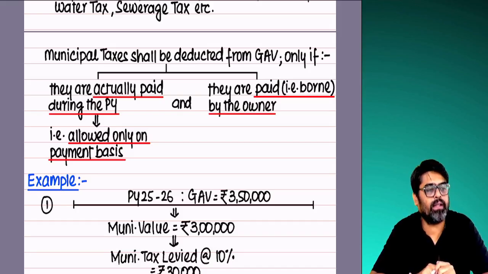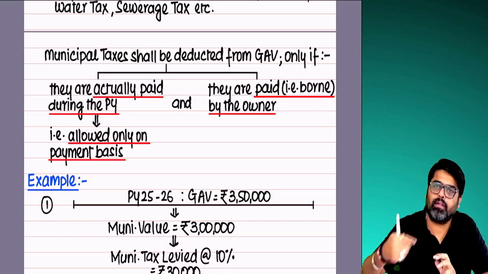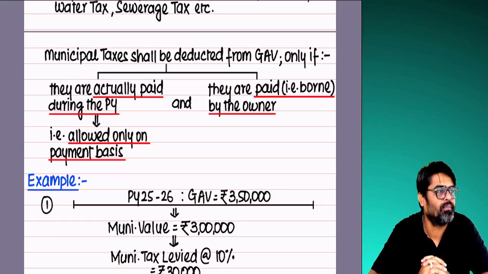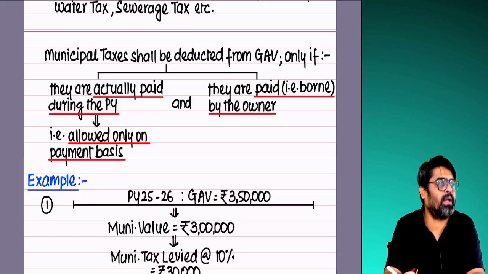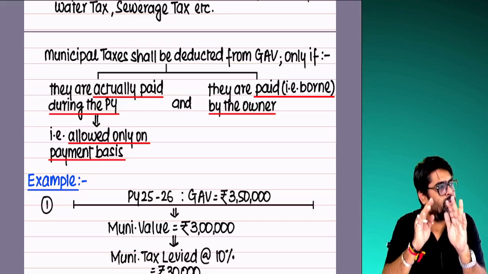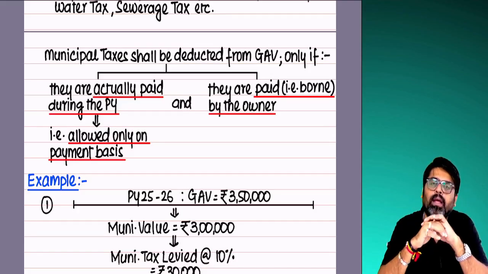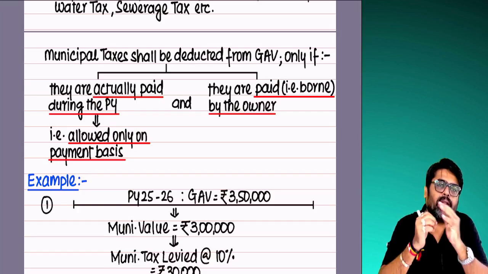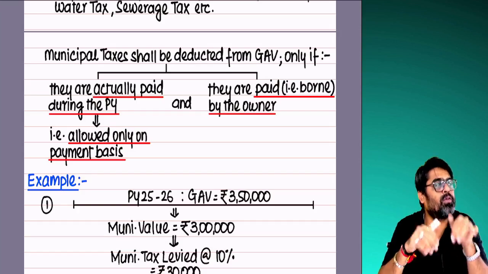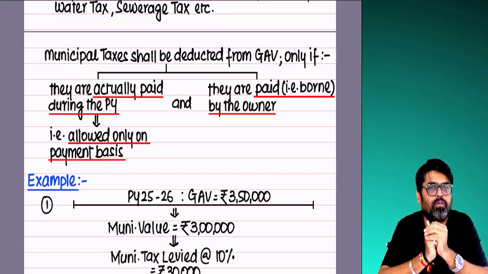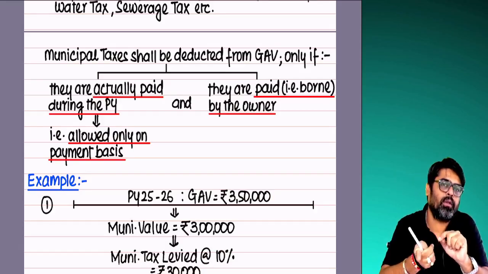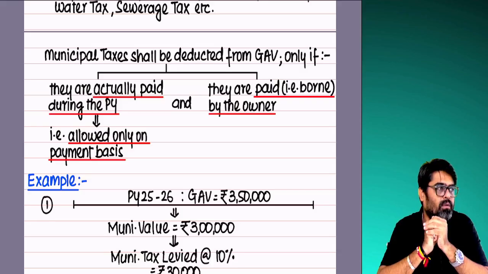Out of this 20,000, the full 20,000 I have paid in this year. How much deduction will I get in this year? Full, because the entire municipal tax of this year is paid in this year. So it will be allowed in this year. How much was the municipal tax? How much have I paid in this year? 20,000. So how much will be allowed in this year? 20,000. Yes or no?